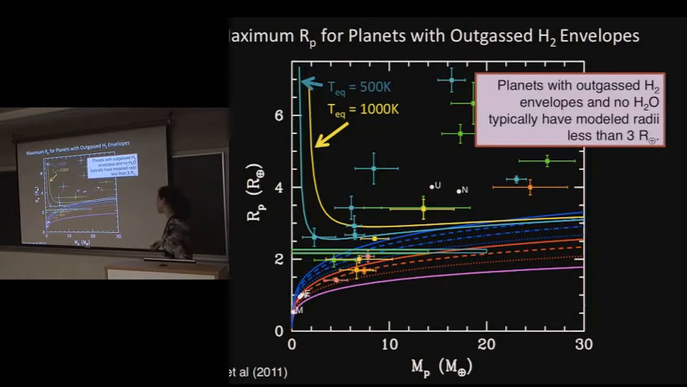So this illustrates how, even though there's a degenerate range of different compositions that can fit any given exoplanet, planet interior structure models can nonetheless lead to interesting insights into the planet bulk compositions and formation scenarios.